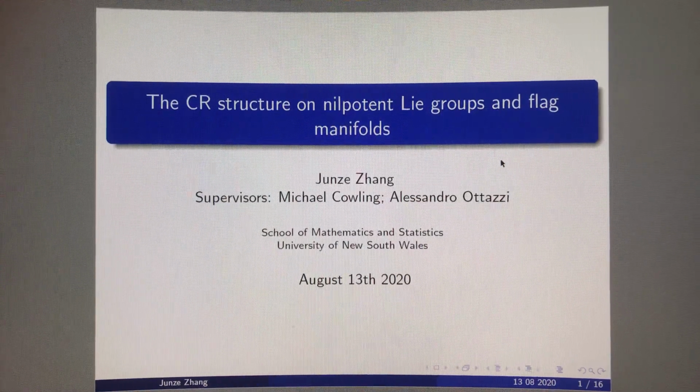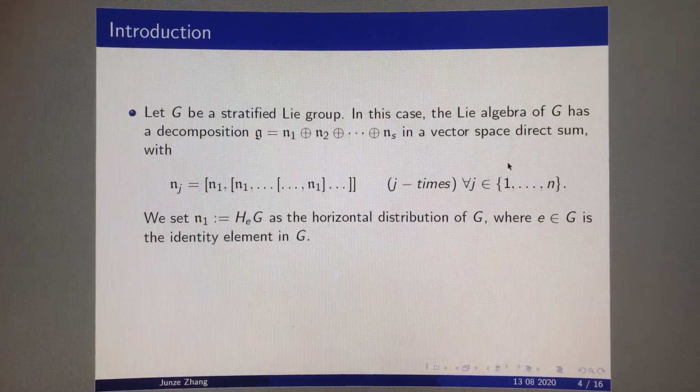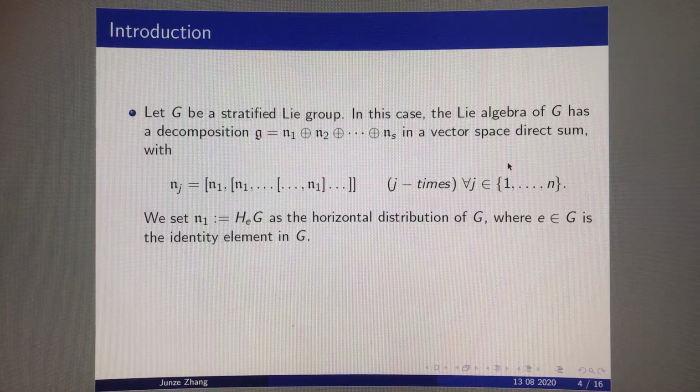The first terminology that I want to introduce is called a stratified Lie group. This is a connected and simply connected Lie group whose Lie algebra admits a stratification. By stratification, I mean that the Lie algebra has a decomposition as a vector space direct sum, so that the first linear subspace N1 generates all the other linear subspaces by the Lie bracket. For example, we have the linear subspace N2 equal to the Lie bracket of N1, N1, and N3 equal to the Lie bracket of N1, N2, and so on.